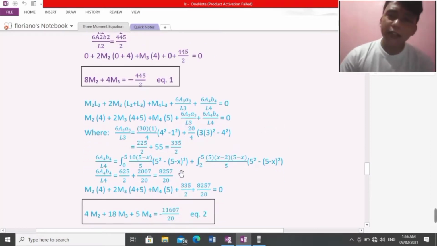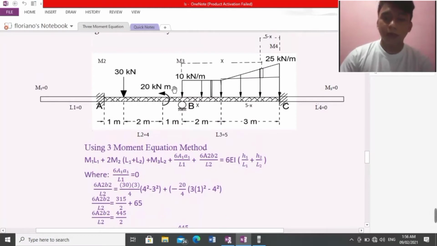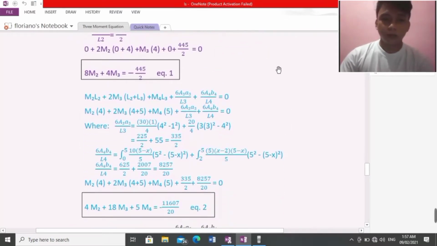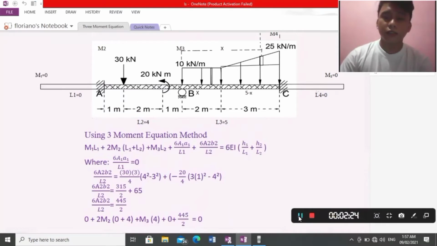So, hanapin na natin yung value ng moment factor sa left span. So, ito. So, ang magiging left span natin dito is ito. At ang magiging right span natin is ito. So, kung kanina ang ginamit nating moment factor sa left span is ito, and ito, ngayon, dito naman ang magiging left span natin, at ito yung magiging right span natin. So, ganun yung pasunod-sunod. So, makikita natin na meron ditong concentrated load.